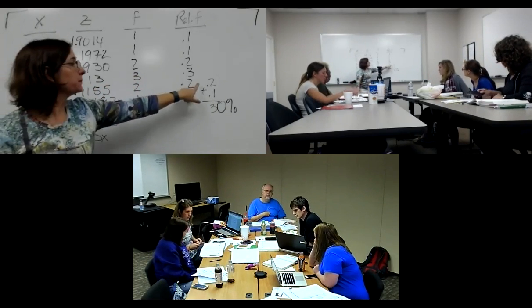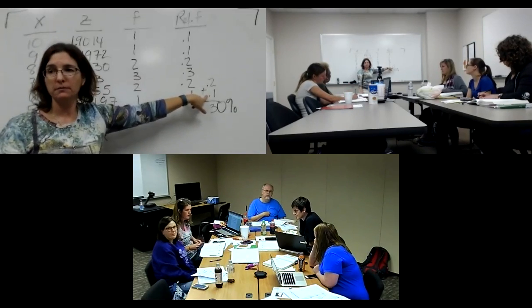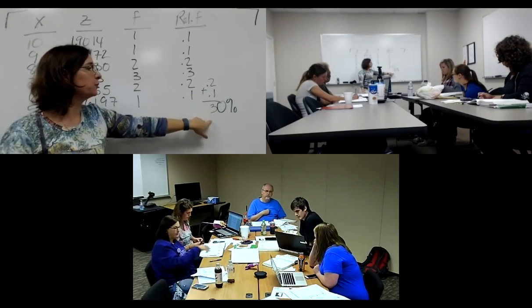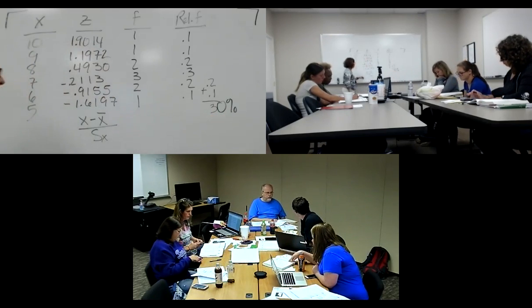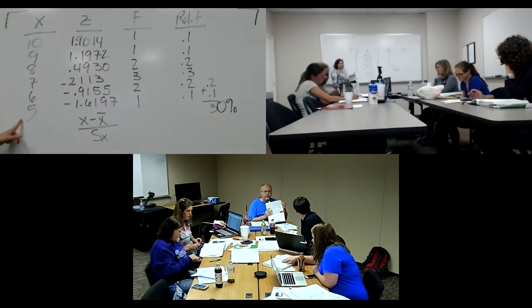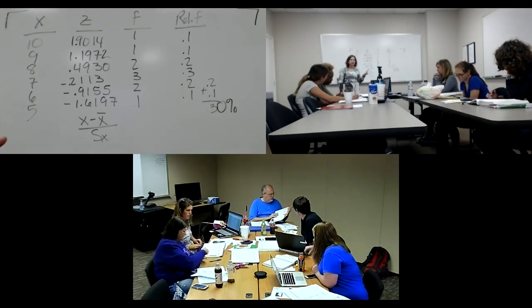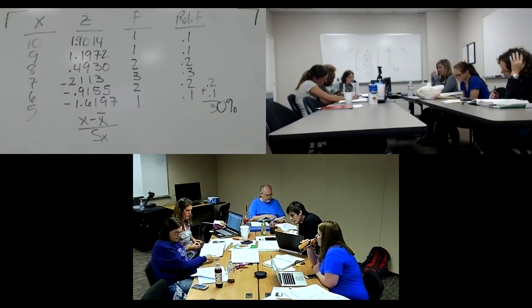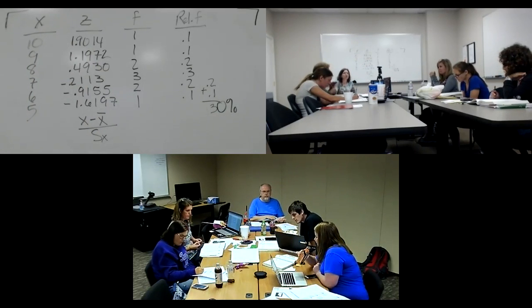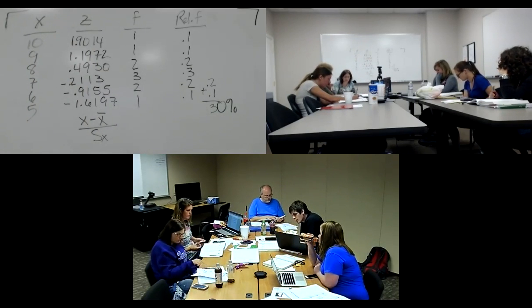No, it's 0.2 plus 0.1 is 0.3, and then we record it as a percentage. 30% of our scores are either a 5 or a 6. So a small percentage of the total scores. So how you use this table, okay?